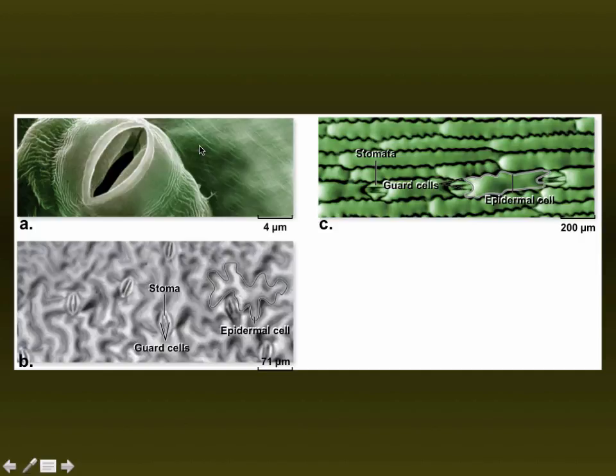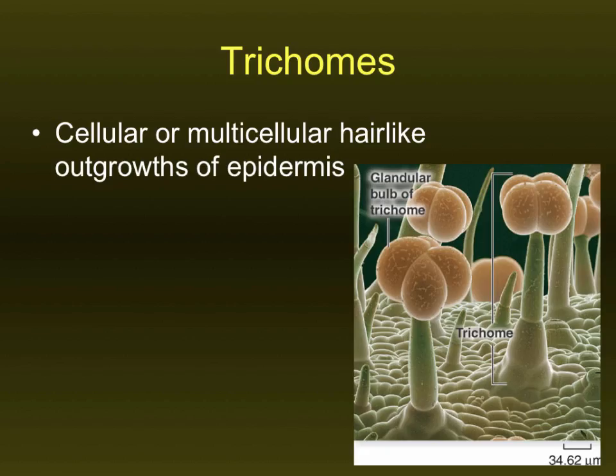So again, we see stomata here on the underside of a leaf. Each one of these are guard cells, and in between that is a stomata. These can be opened or closed in response to either really humid conditions, when they're going to be open, or dry conditions, when they would tend to be closed.